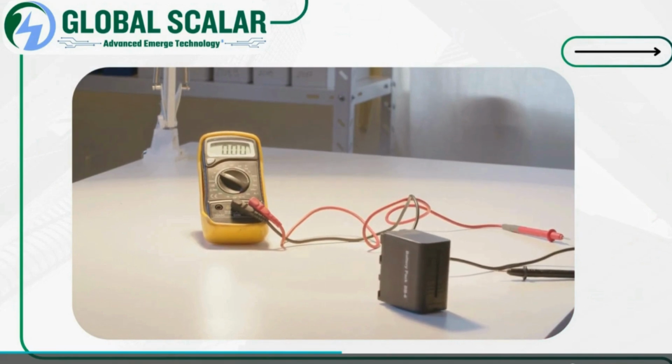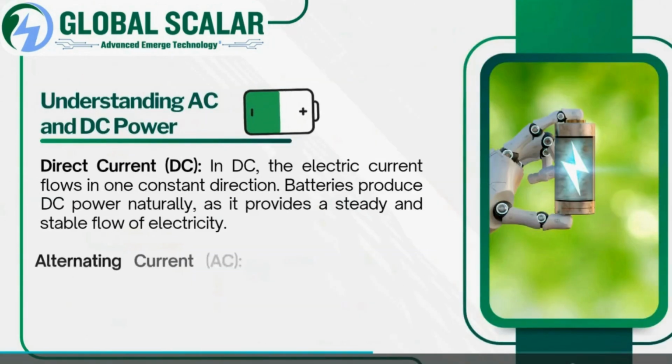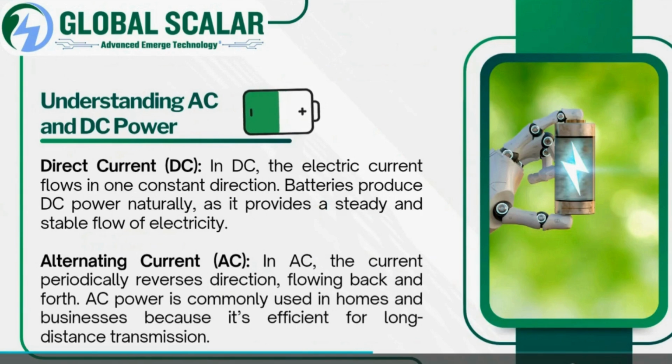There are two types of power in batteries: AC power and DC power. What is DC? DC is direct current, where the current flows in one direction, so a steady and stable flow of electrons goes across in DC. Alternating current is the current that flows in sinusoidal waveforms, flowing back and forth.